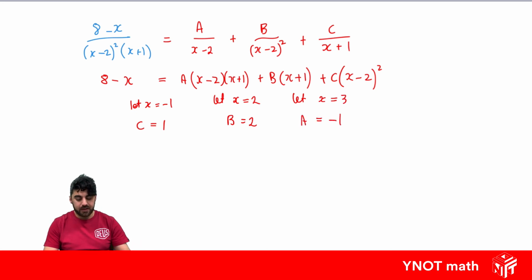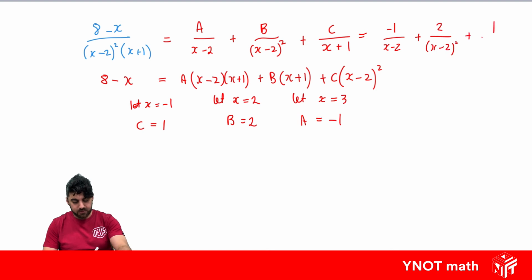And again, we have everything we need to rewrite this fraction. We know a is equal to minus 1 over x minus 2, plus b is equal to 2 over x minus 2 all squared, plus c, which is 1 over x plus 1. And again, this is much easier to integrate than the original fraction.